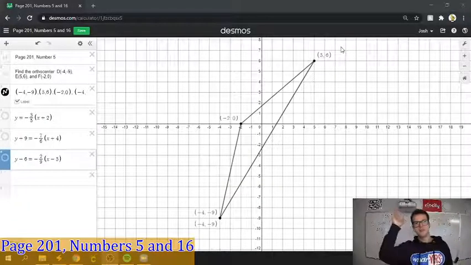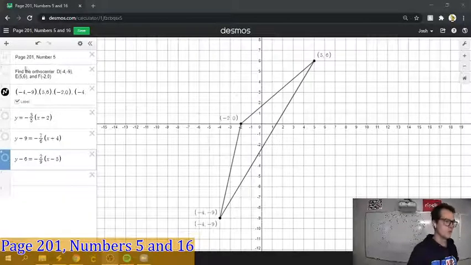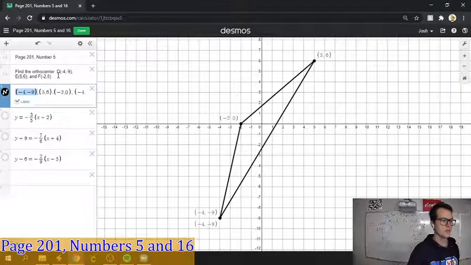Okay, hey, I'm down here now. So we're on Desmos, page 201, number 5, says find the orthocenter of these three points. So here's what I did. I typed in the coordinates of these three points. -4, -9 came from point D, vertex D.